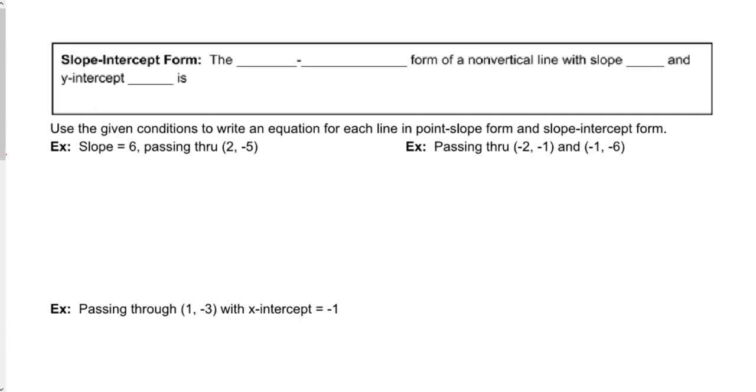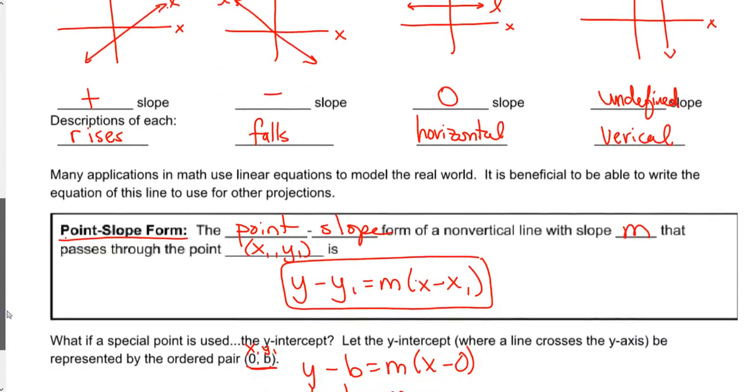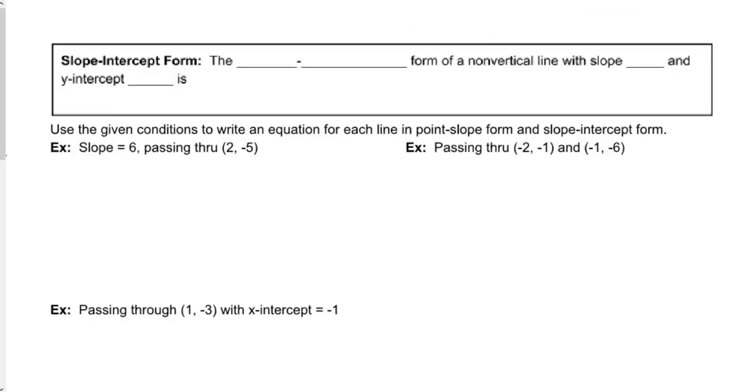Because, what did I just do? I just had that, scroll down to the bottom, I just said that this was my y-intercept. So notice that intercept is in the name as a slope-intercept form of a non-vertical line with a slope of m and a y-intercept of b, and that is exactly what we just proved, y equals mx plus b.